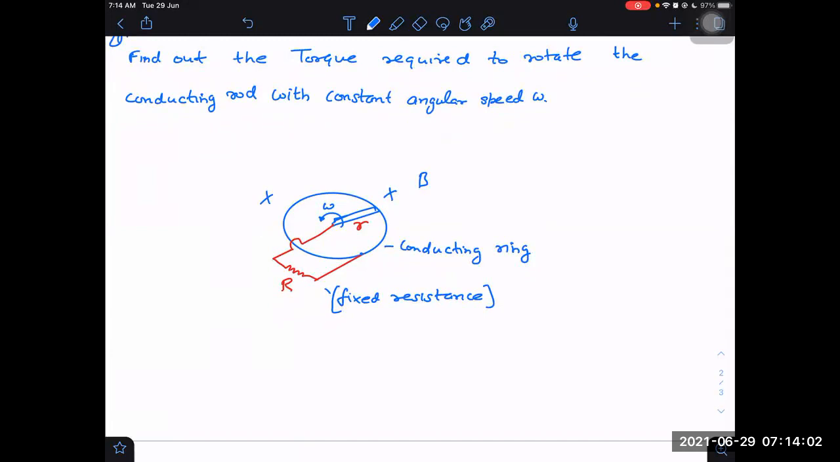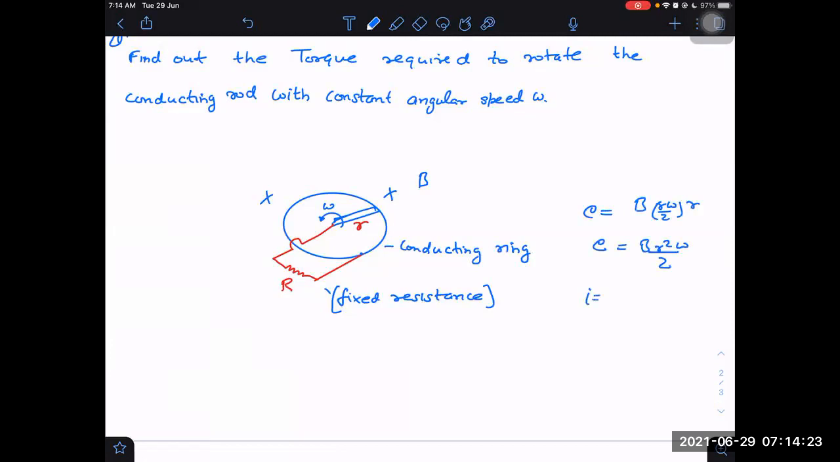Let us check how to do. First of all, what is the circuit diagram? What is the equivalent EMF produced? You know the formula for EMF? B omega r square by 2. Yes, sir. B into R square omega by 2, that is EMF.